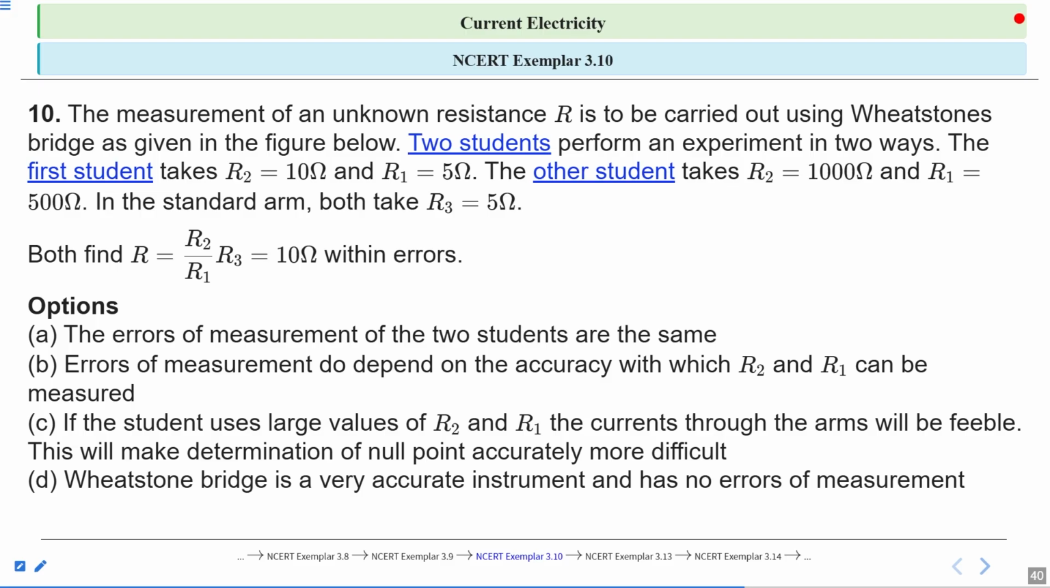Now the options: Option A, the error of the measurement of two students are the same. Option B, errors of the measurement do depend on the accuracy with which R2 and R1 can be measured. Option C, if the students use large values of R2 and R1, the currents through the arm will be feeble. Feeble means weak. This will make determination of null point accurately more difficult. Option D, Wheatstone bridge is a very accurate instrument and has no errors of measurement. So I will give you some time to think about it.